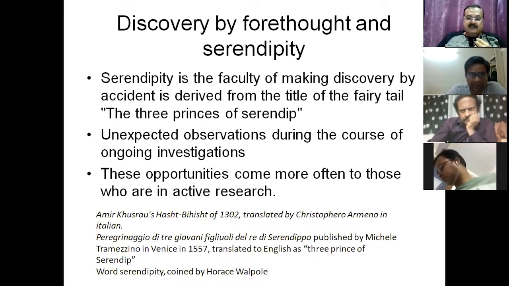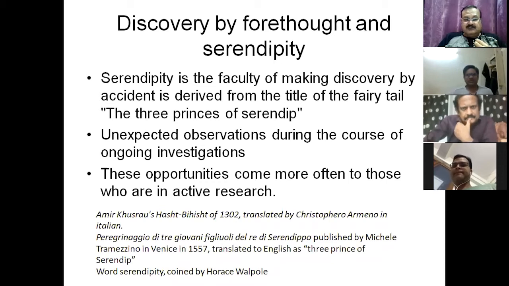They are walking in the desert, and they see a camel footprint. The one says it's a camel. The second says the camel has one eye. Then the first again says the camel is carrying honey and oil, and so on. So it's about deduction. Discovery by forethought and serendipity is the faculty of making discoveries by accident, where unexpected observations during an ongoing investigation lead to another discovery. So basically, it deals with the power of deduction.